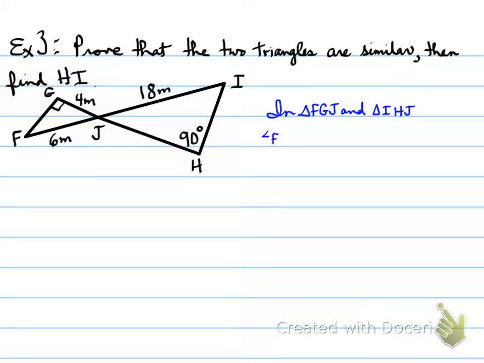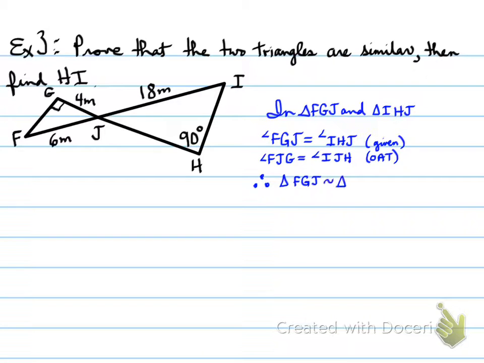And what we do is angle FGJ is equal to angle IHJ because it's given to us, and angle FJG is equal to angle IJH because of OAT, opposite angle theorem. Therefore, we've proven that FGJ is similar to IHJ because of angle-angle similarity. And now what we can do is find the value of HI. So GF corresponds to HI, GJ corresponds to HJ, and FJ corresponds to IJ.